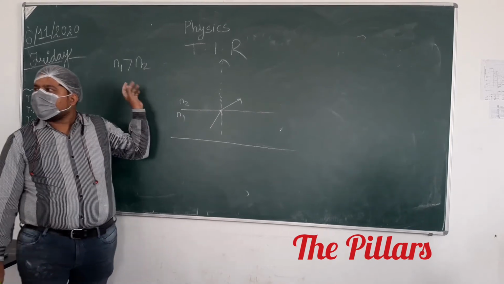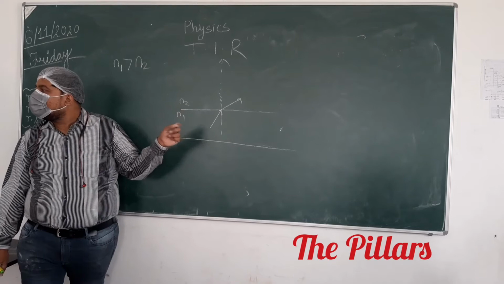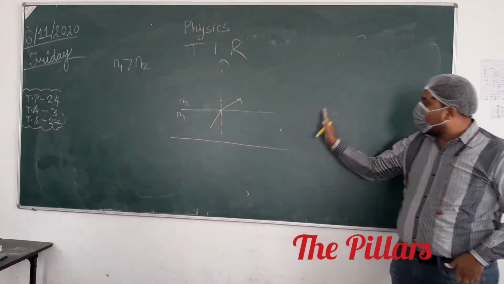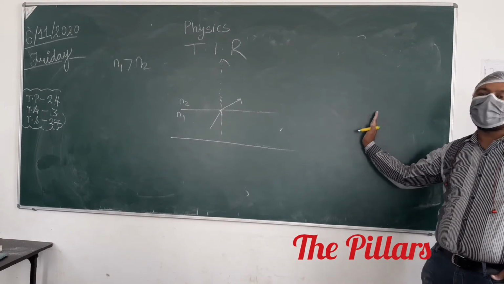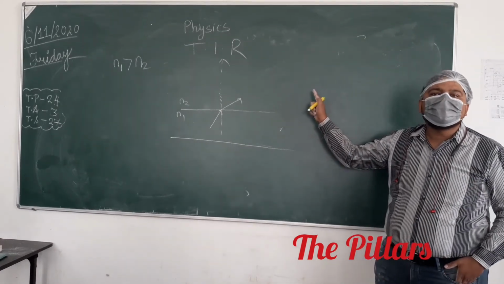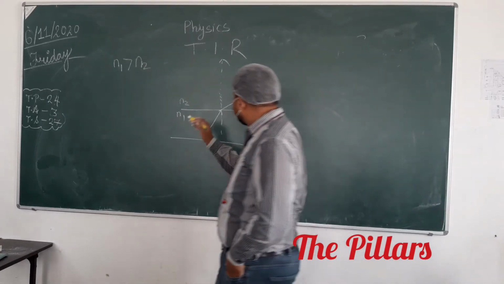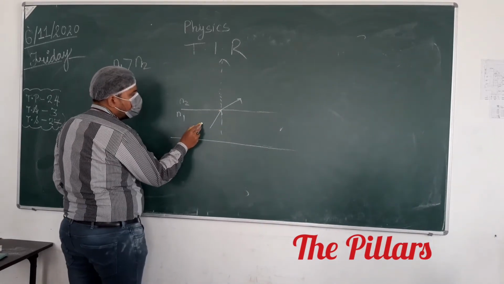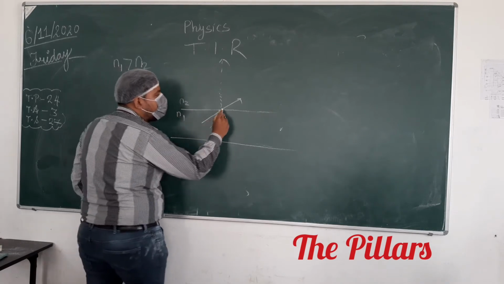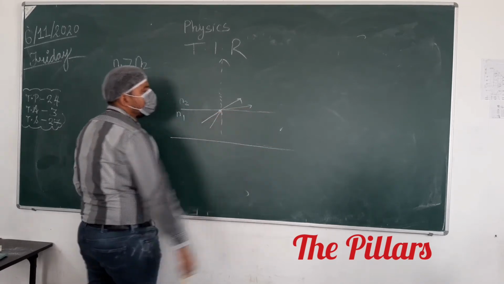Now we are increasing our angle of incidence. Earlier it was 0. Now I have increased my angle of incidence, it is bending here. Yes or no? Now suppose I increase the angle of incidence further. You know very well, to keep the ratio constant, it will bend more. Yes or no?